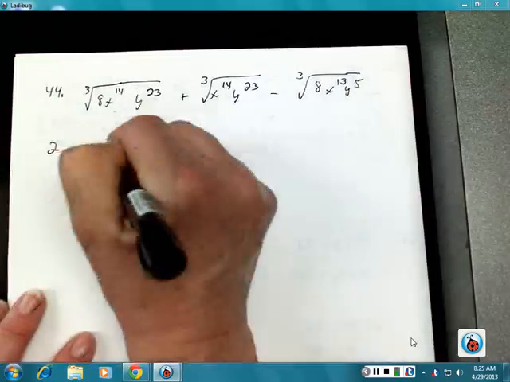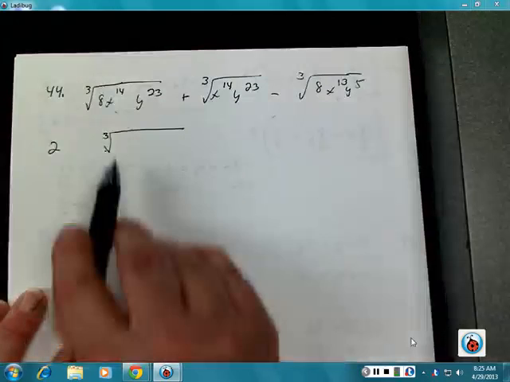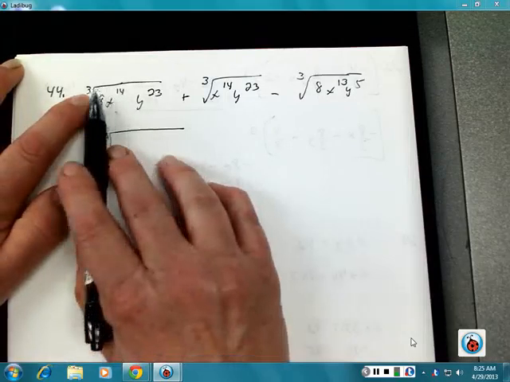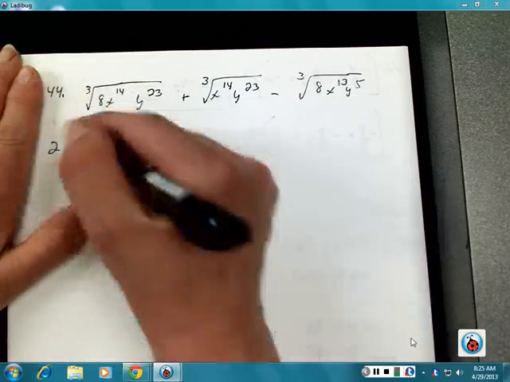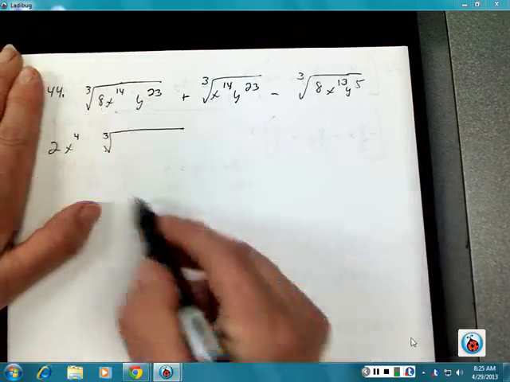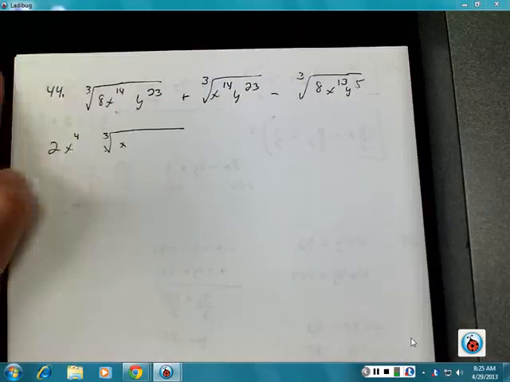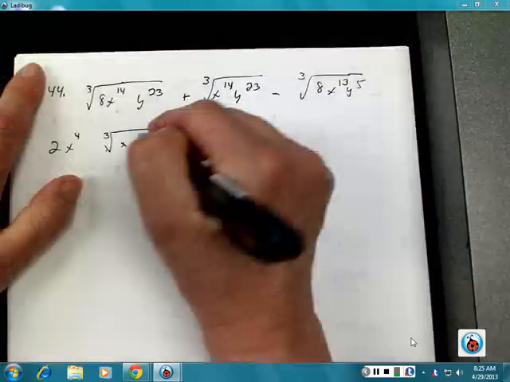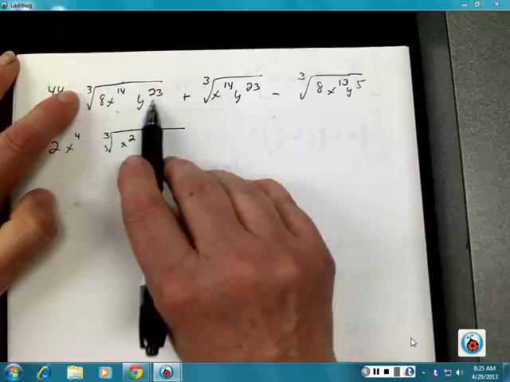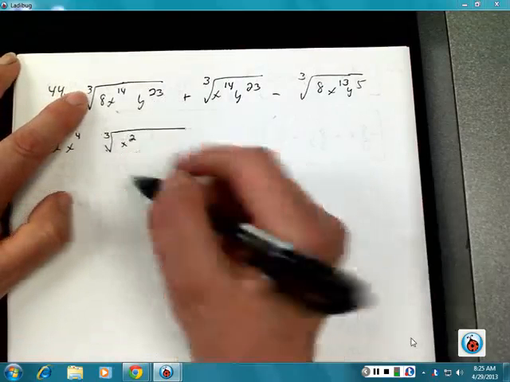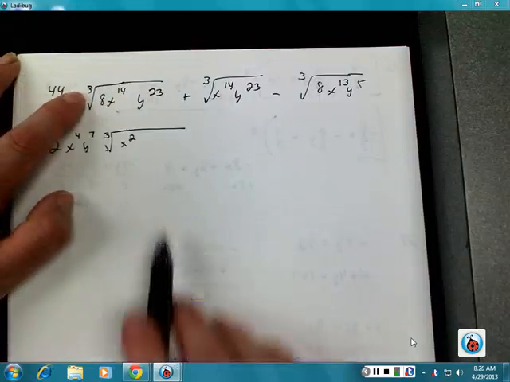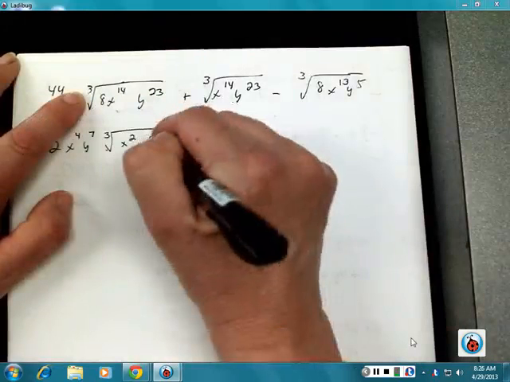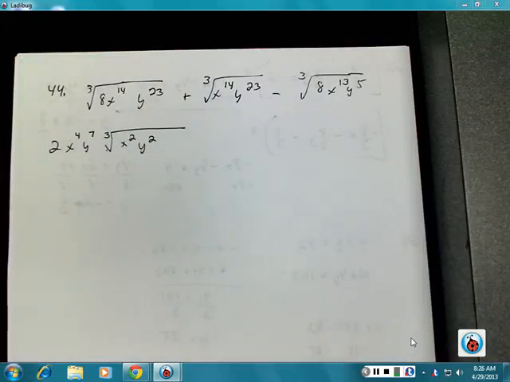So let me get my radical in here. For x to the 14th, I have to see how many times 3 goes into 14. How many times does 3 go into 14? 4. So I pull out an x to the 4th, but leave an x to the what under the radical? The 2nd. Then I look at 3 going into 23. Y to the 7th, because 3 times 7 is 21. From 23 that leaves me a y squared under my radical. You okay so far? Okay.